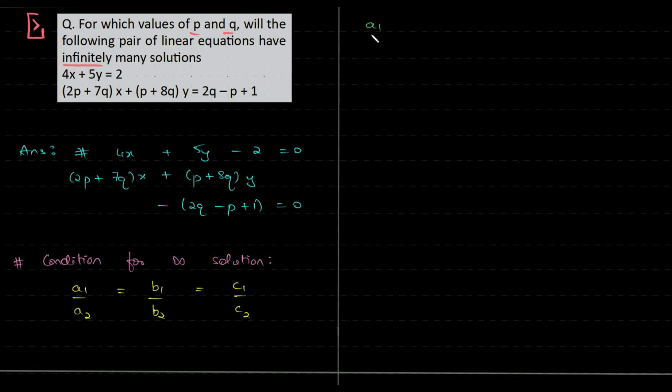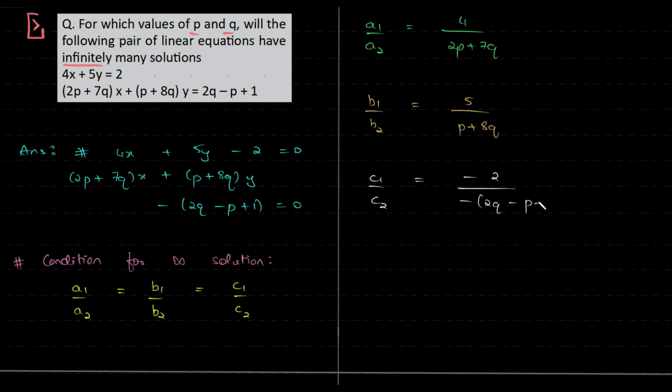So we have a1 by a2 to be equal to 4 divided by (2p plus 7q). Then we have b1 by b2 to be equal to 5 divided by (p plus 8q). And then we have c1 by c2, which is equal to minus 2 divided by minus of (2q minus p plus 1). So minus divided by minus is plus, right? And now the thing is, we need two equations to solve two unknowns. So we'll need to figure out the two equations. It'll be quite simple actually.